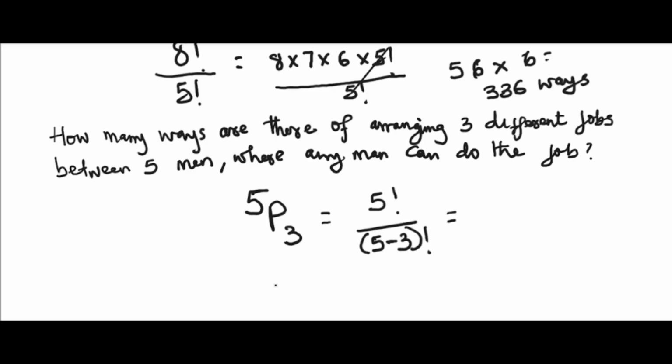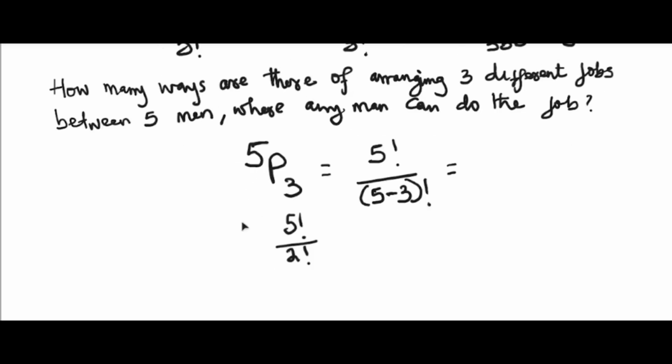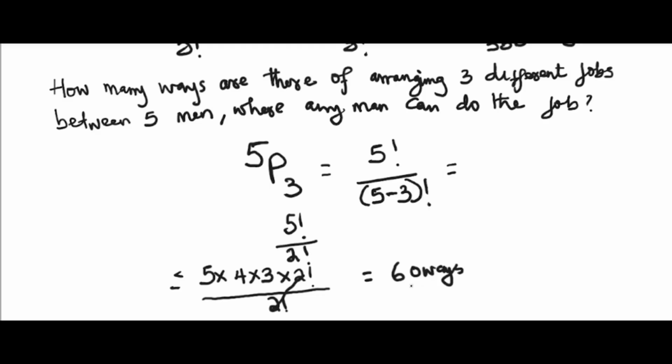So that will be 5 factorial over 2 factorial, which is 5 times 4 times 3 times 2 factorial all over 2 factorial. So 5 times 4 will give us 20, and 20 times 3 will give us 60 ways. See, I'm being careful to make sure I add my unit, so also be careful with yours.